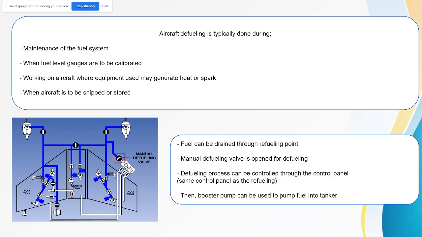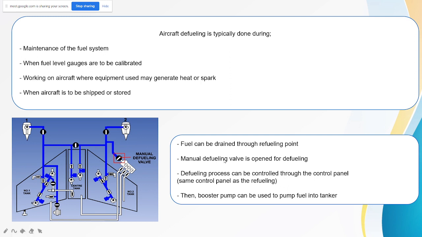When open, it will allow the fuel to flow out through the point, since the line connecting the point to the three tanks is equipped with a one-way valve. Here we can see there are one-way valves, so the fuel cannot flow back through this line. So fuel will be drained through another line that is connected to the manual defueling valve here.